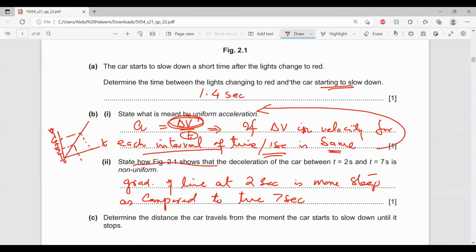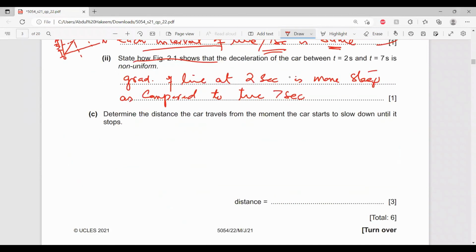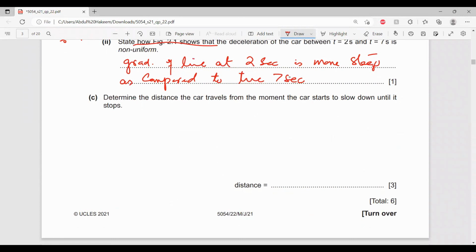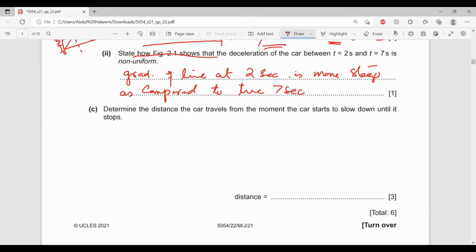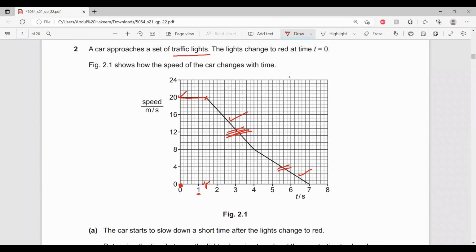Okay, next, determine the distance the car travels from the moment the car starts to slow down until it stops. So this is the time at which it starts slowing down and this is the stop. It means this area is required. So we will divide it into 2 parts. This area is a trapezium and this area is a triangle.